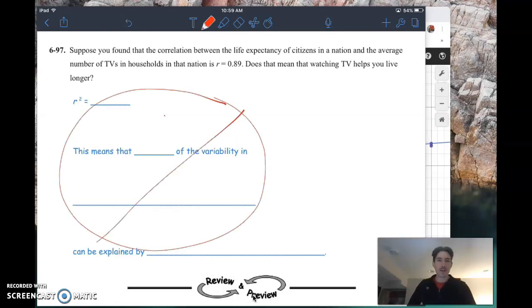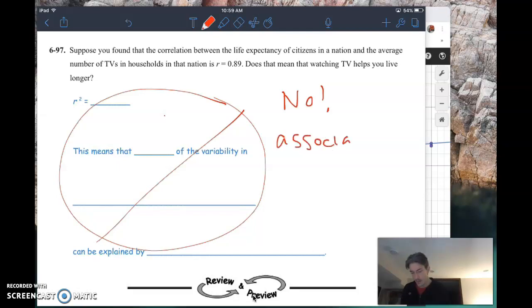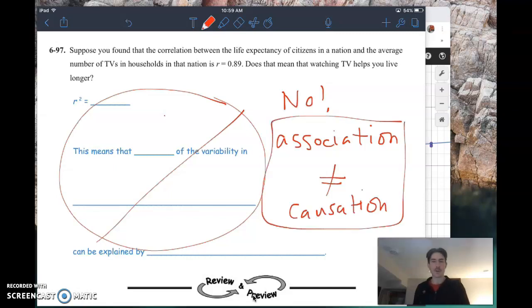Check it out. Suppose you found that the correlation between life expectancy of citizens in a nation and the average number of TVs in the household in that nation is r equals 0.89. That's a pretty strong positive correlation, right? Does this mean that watching TV helps you live longer? And some of you guys are probably shouting at your computer screens right now, saying no. And remember back to where we've come from and what we've done. Association is not the same thing as causation. And what that means, let me remind you, is that just because two variables are related does not mean that one causes the other.